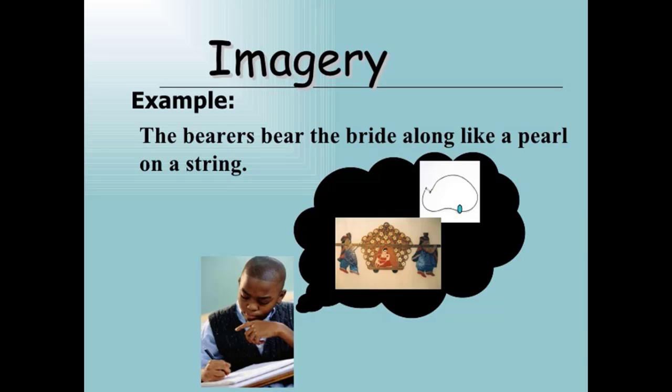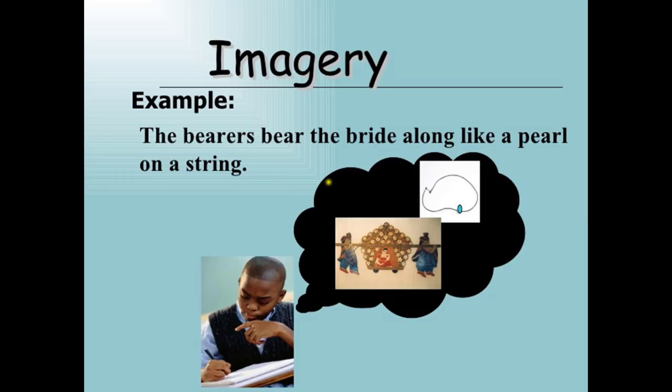Okay, this example, imagery example: the bearers bear the bride along like a pearl on a string. What does it mean? Now look here, it looks like inside is a bride. The bride is a lady who has just got married or is about to get married. That is here inside, and these are the bearers who take this bride. So like a pearl on a string. So look, this is the image.